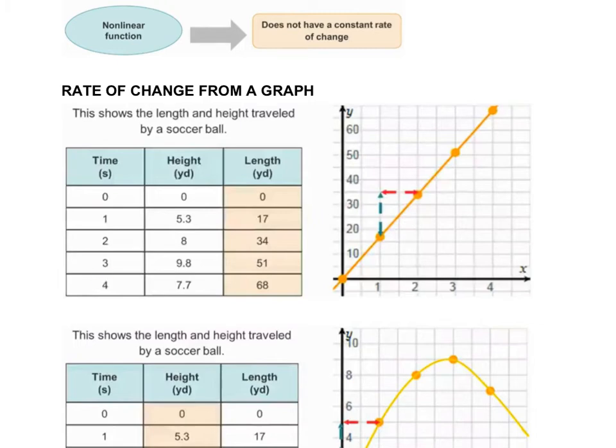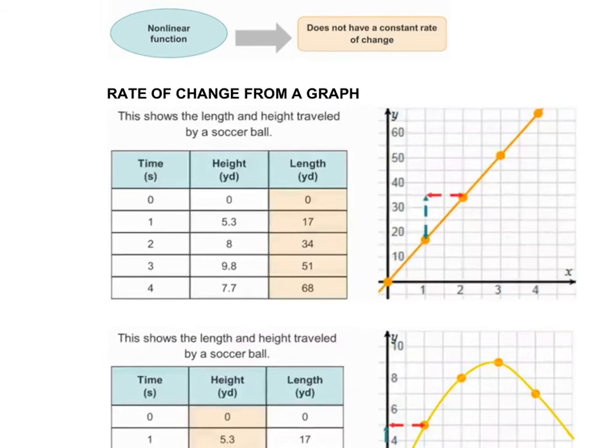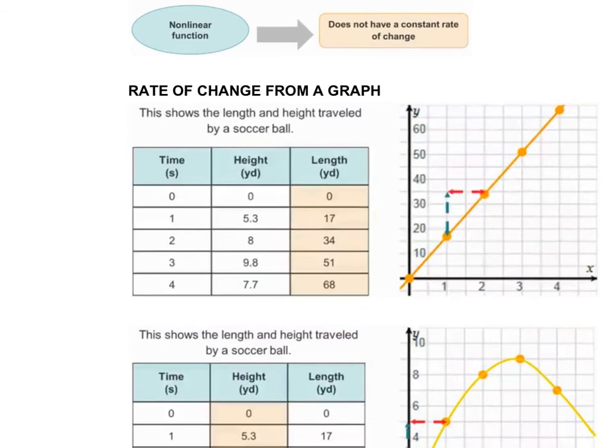So what I know is that, looking at the table as well, if we look at the seconds, to go from one box to the next, we're adding one each time, okay? And then the length that it's traveling in yards is increasing by 17 each time, okay? And so maybe it's easy for you guys to see this from the graph.